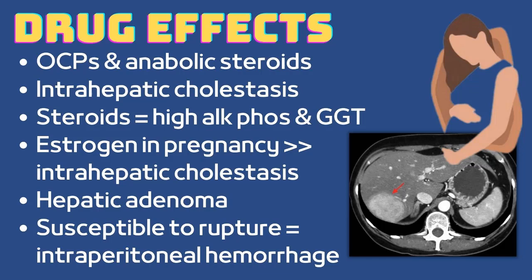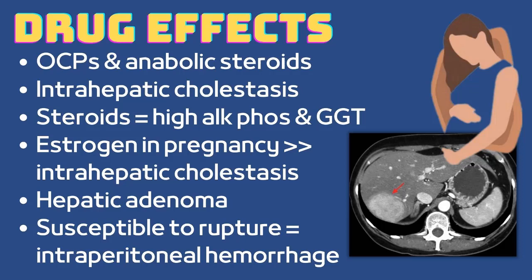As a matter of fact, some of you women know that one of the most common causes of jaundice in pregnancy is benign intrahepatic cholestasis. That's because the estrogen during the pregnancy causes intrahepatic cholestasis. After you deliver your baby, it goes away.